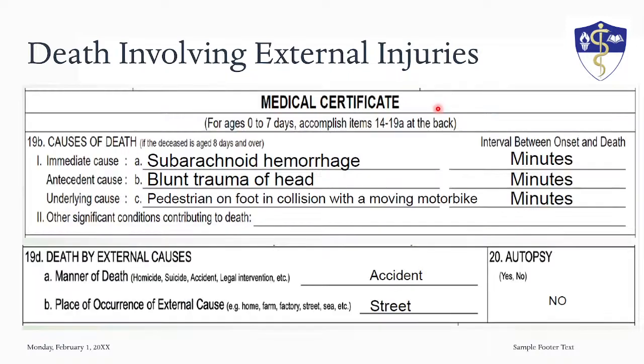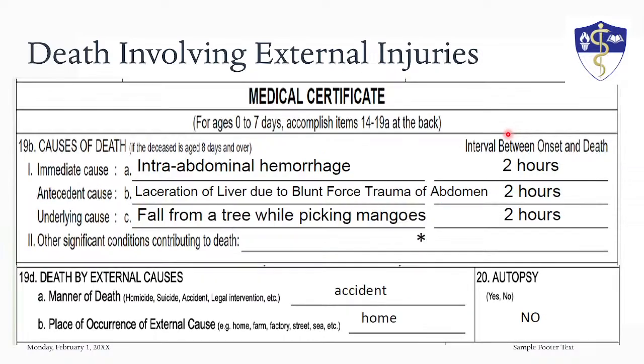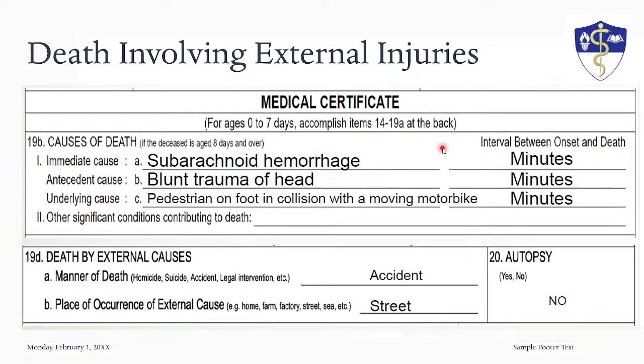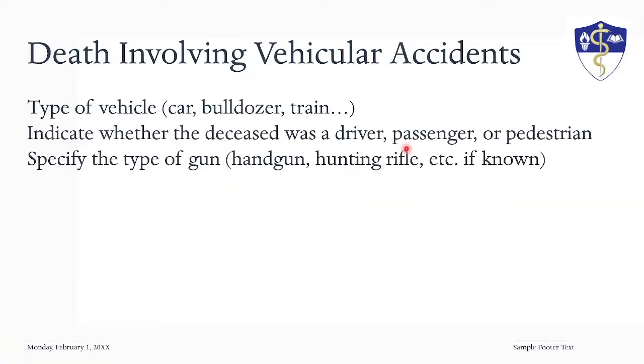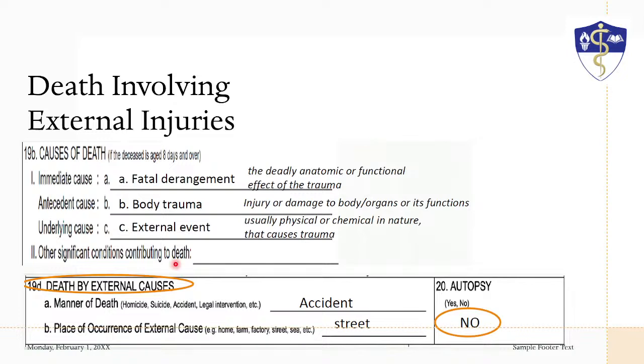So medical certificate, immediate cause, subarachnoid hemorrhage. So there are three types of hemorrhage sa mga pagdating sa closed wound of the head. Okay, so subarachnoid is one of them. Minutes, blunt trauma of the head. Okay, so antecedent cause. Going back, go back, go back. Why is that blunt trauma? Why is that blunt? Yung pong formula. The formula.